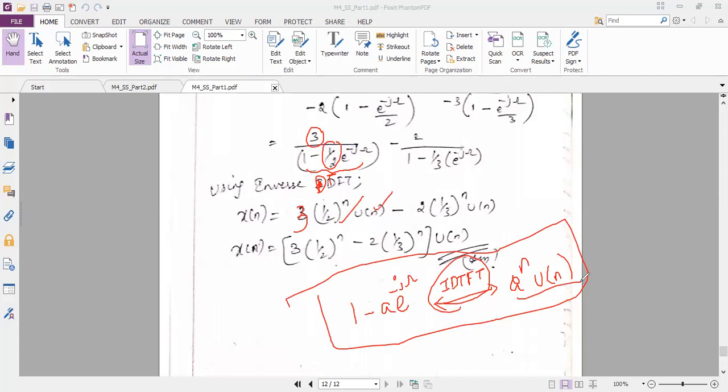Yes, ma'am. Similarly, the second term, can you write it on your own? So minus 2. 2 is the numerator. Numerator, we are not doing anything. We are just keeping it as it is. Then here, in place of a, I have 1 by 3. So 1 by 3 power n into u of n.